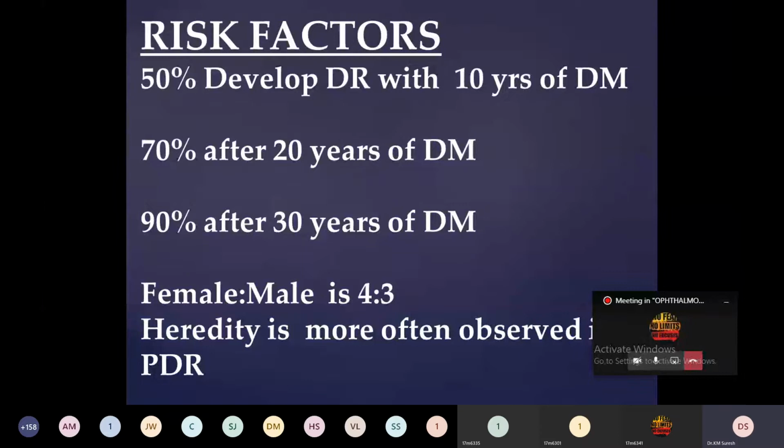Female to male ratio is around 4:3. Heredity is more often observed in case of proliferative diabetic retinopathy. The full form of PDR is proliferative diabetic retinopathy.